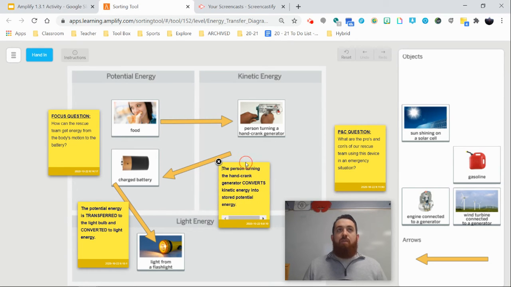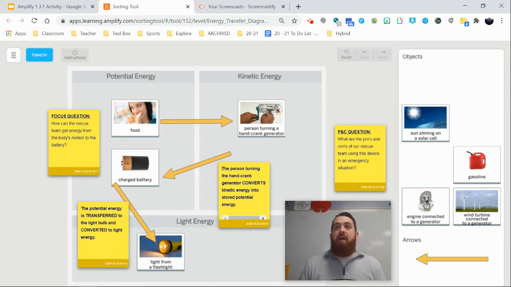So you'll notice that the path of energy within our system starts with potential energy as food. It then is converted and transferred into kinetic energy in the form of our hand crank generator, then converted and transferred again into potential energy, and then converted and transferred one more time into light energy. And if you notice here, it's taking one thing and changing and converting it to another and to another, depending on when and how it's used. So this is an example of a device that can be used by our rescue team in emergency situations.